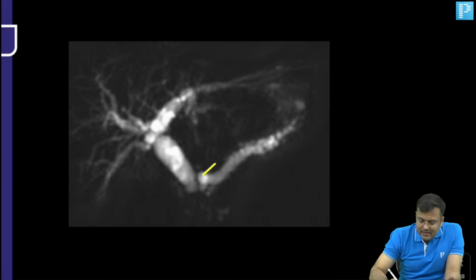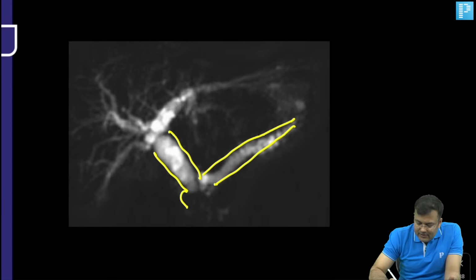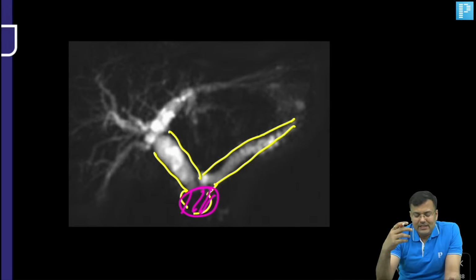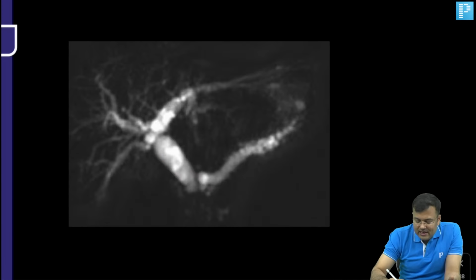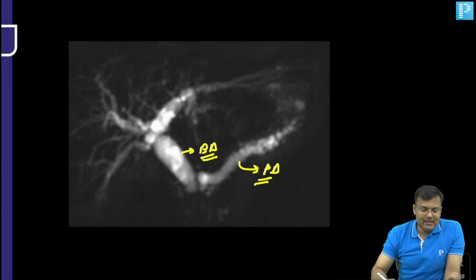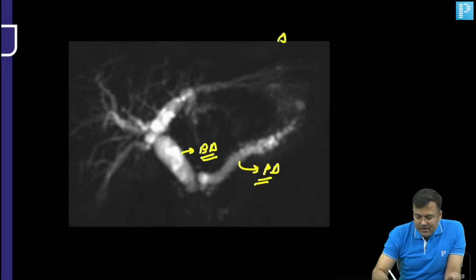Here, this is the pancreatic duct, this is the bile duct. Both of these should join, but what is the problem? There is malignancy over here. Because of that, you can't see the confluence. So, you can see 2 ducts which are separate. This is the pancreatic duct and this is the bile duct. So, obviously, what is the name? Double duct.